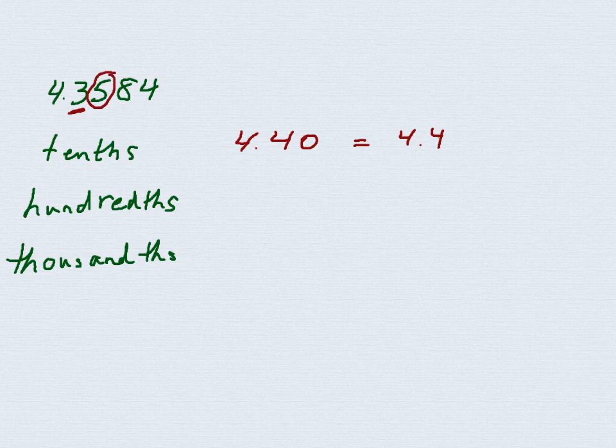Hundredths, you're looking at the 5 position. Since the next one over is an 8, it's going to round it up. It becomes 4.36.